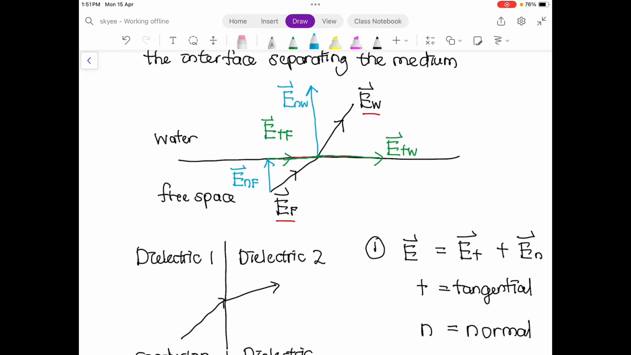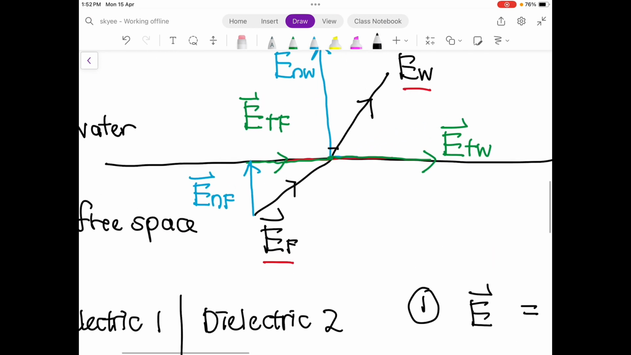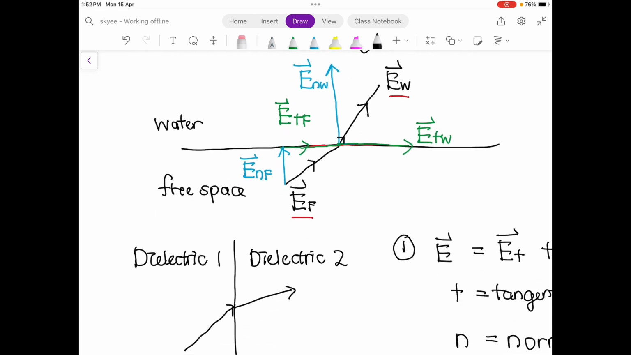So this tangential and normal component have an angle of 90 degrees. They are orthogonal to each other. You can see they are orthogonal to each other. Alright, so now let's look at the boundary conditions for dielectric and dielectric.